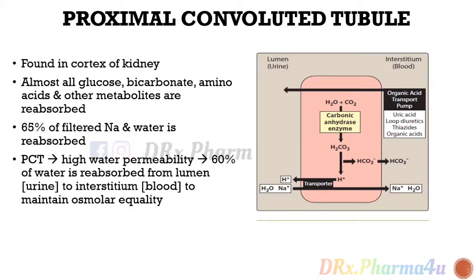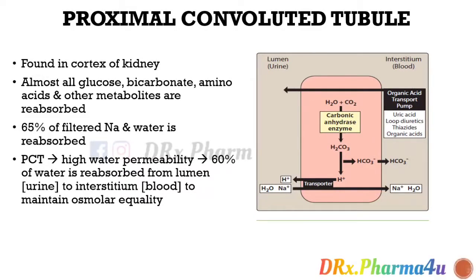The proximal convoluted tubule is found in the cortex of the kidney. It's the first part of the nephron. Almost all glucose, bicarbonate, amino acids, and other metabolites are reabsorbed. 65% of filtered sodium and water is reabsorbed. This is a huge number. And that is why many of you may think that any diuretic acting on the proximal convoluted tubule will have superior efficacy, because it will eliminate the reabsorption of 65% of filtered sodium and water.